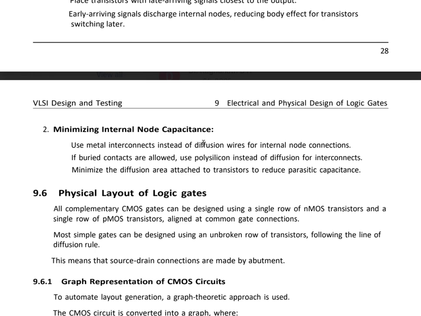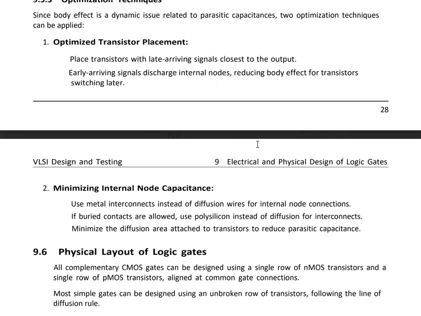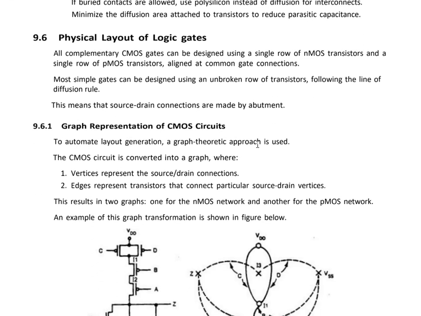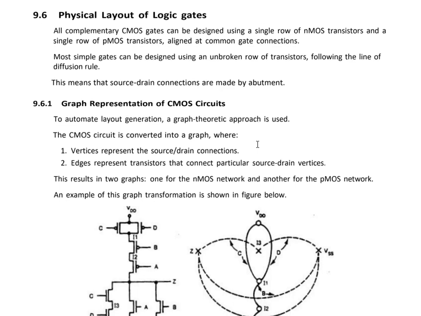and use metal interconnects instead of diffusion wires. In this way we can reduce the internal node capacitance. So these are some of the optimization techniques. Next is the physical layout of logic gates.